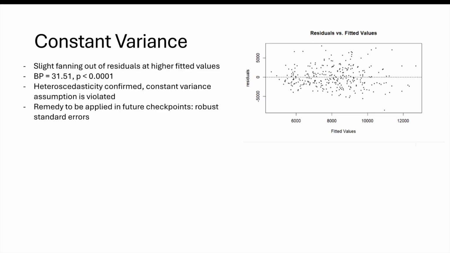The Breusch-Pagan test confirms this statistically. We got a test statistic of 31.51 with a p-value well below 0.0001, which is a clear rejection of constant variance. This means heteroscedasticity is a real violation in our model. We are not applying a fix yet at this checkpoint, but going forward, the appropriate remedy would be to use robust standard errors, which account for this unequal variance without requiring us to respecify the entire model.